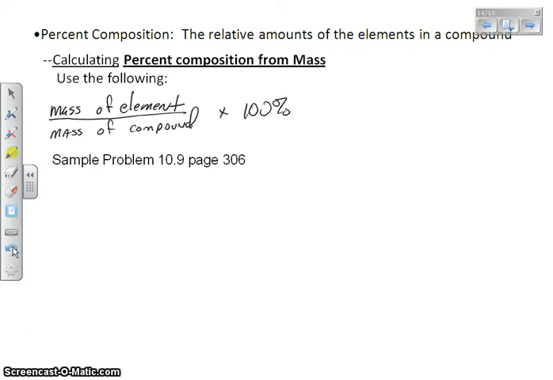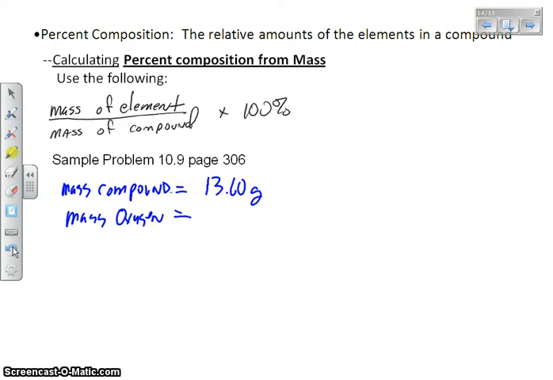When a 13.6 gram sample of a compound containing only magnesium and oxygen is decomposed, 5.4 grams of oxygen is obtained. What is the percent composition of this compound? Okay, as always, we list what we know. The entire mass of the compound is 13.6 grams of the compound, okay? Magnesium oxide. The mass of just the oxygen in that compound is 5.40 grams.